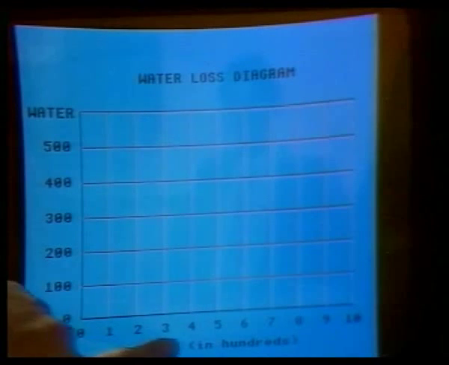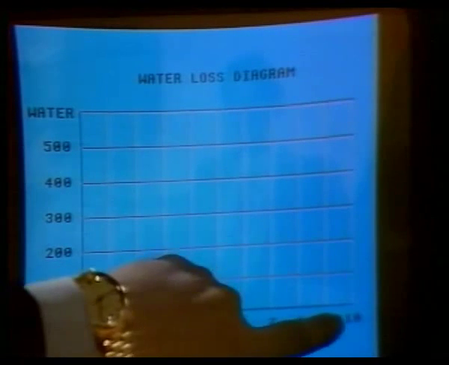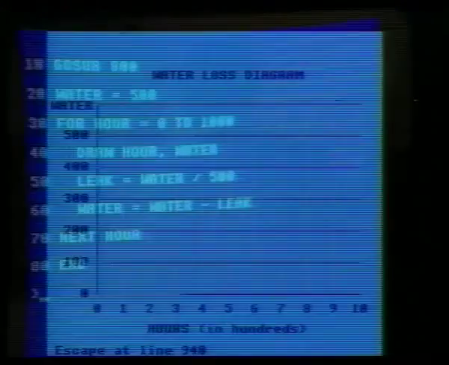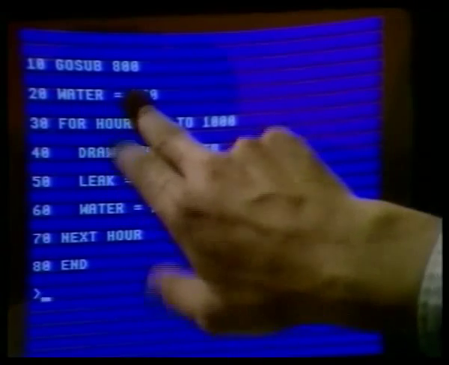No. And what we're going to do is create a little model, and we're going to graph it something like this. Along the bottom here, we've got the hours, up to 1,000 hours. We're graphing it in hundreds along the bottom, and the water in gallons running up here, 500 gallons. So let's just have a look at the program. Well, there's the subroutine that we've done for the graph. GOSUB 800 means that at number 800 in the program there is a subroutine which just draws that grid with the markings, the number of gallons and the number of hours.